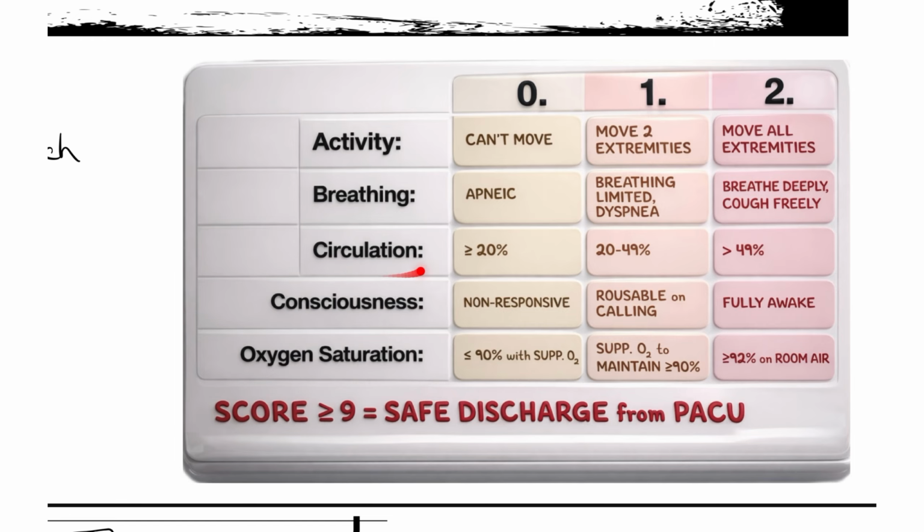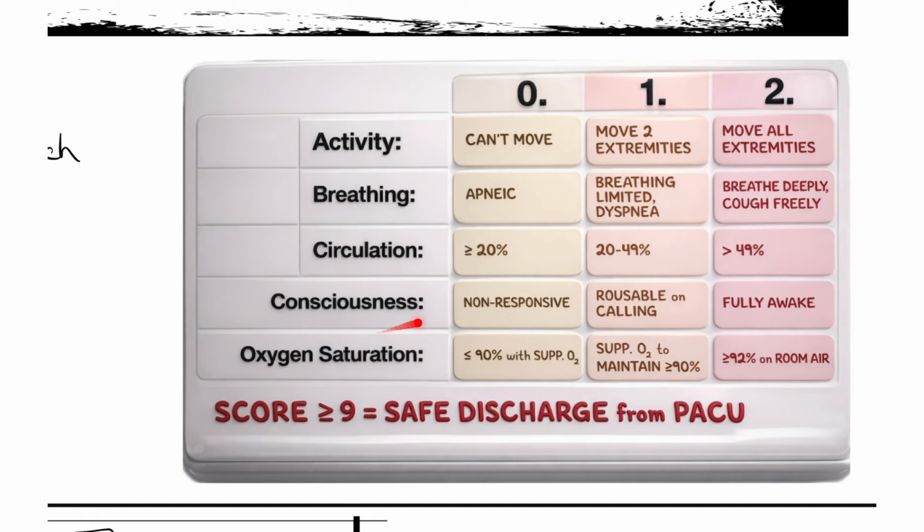And then circulation. In this, we compare the patient's blood pressure with the pre-anesthesia blood pressure. If the current blood pressure of the patient is within 20% of the pre-anesthesia blood pressure or baseline blood pressure, then this is scored 0. And if the current blood pressure of the patient in the recovery unit is 20 to 49% of the baseline blood pressure or pre-anesthesia blood pressure, then this is scored 1. And if the blood pressure of the patient in the post-anesthesia care unit is more than 50% of the baseline blood pressure, then this is scored 2.